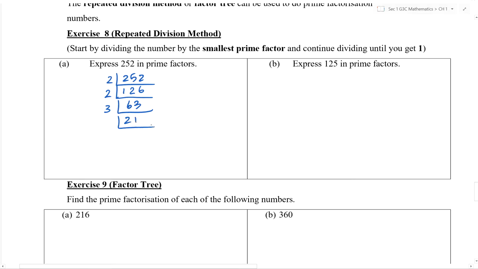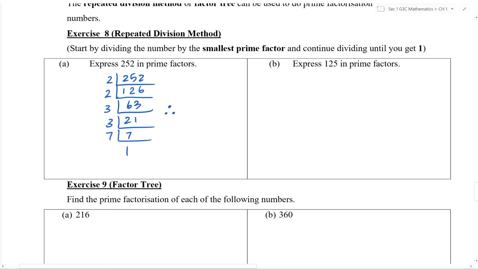21. What is the next smallest? Is it 7 or 3? 3. We always put in the smallest prime number. And we are left with 7. And then what happens? 7 again. And we are left with 1. This is when we stop. Okay? So this is just a method, a presentation for us to extract, to take out all the prime factors. And we did that by doing repeated division.